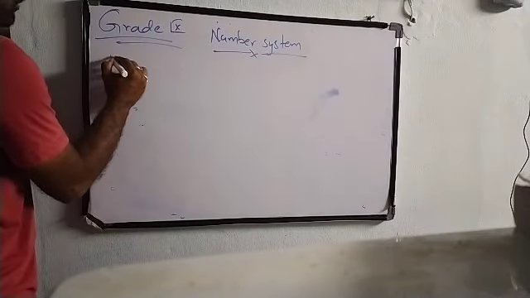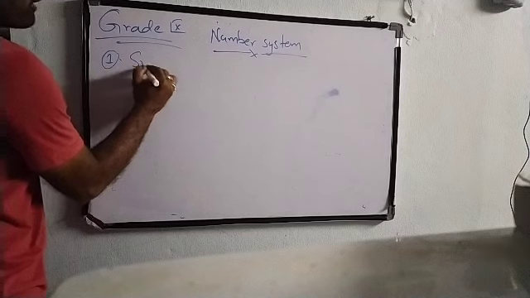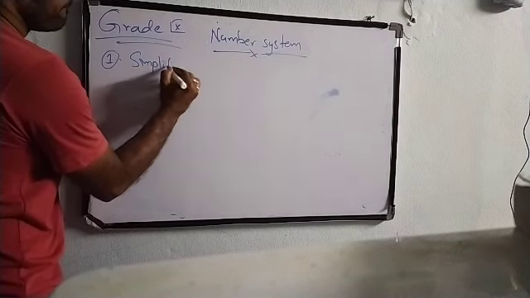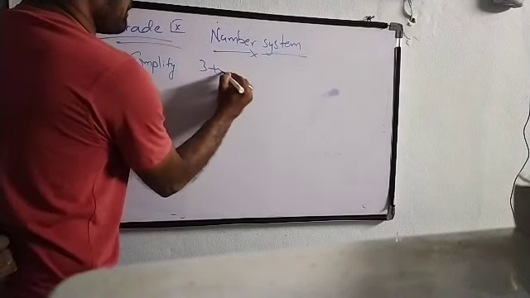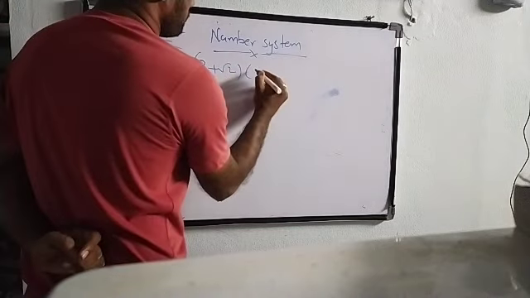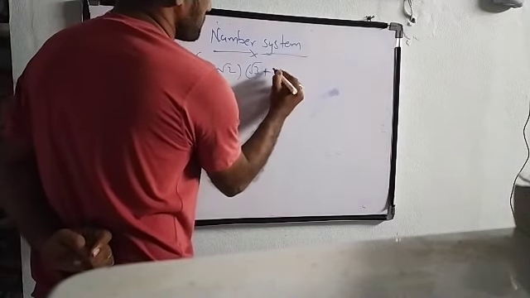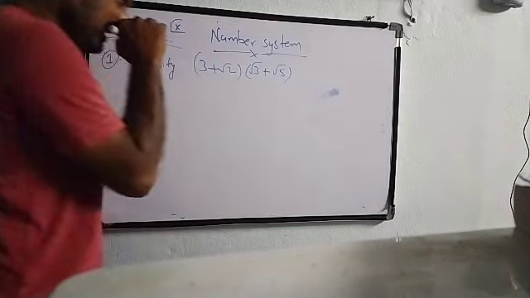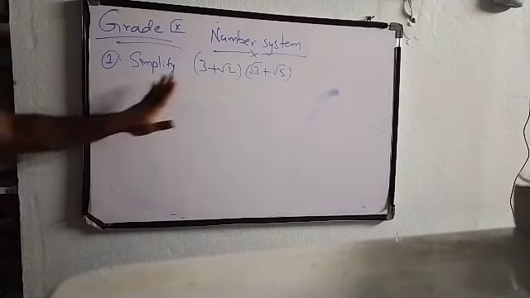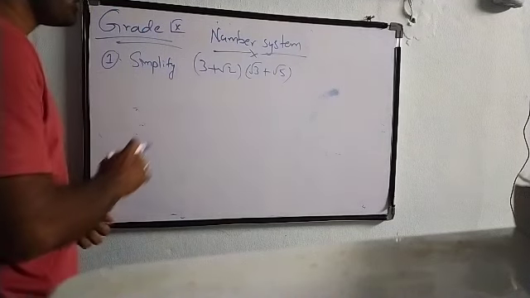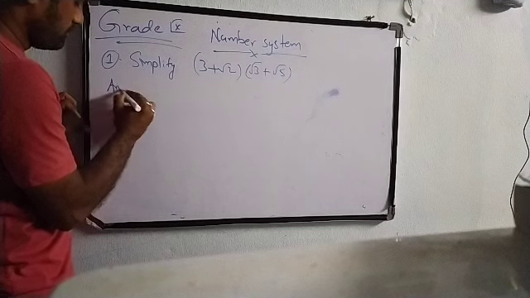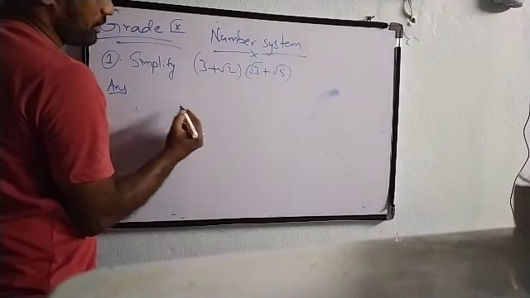So let us take one question first. Simplify (3 + root 2) into (root 3 + root 5). If it is asking us to simplify (3 + root 2) into (root 3 + root 5), it is nothing but binomial into binomial.